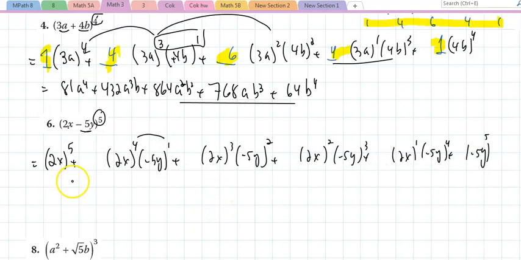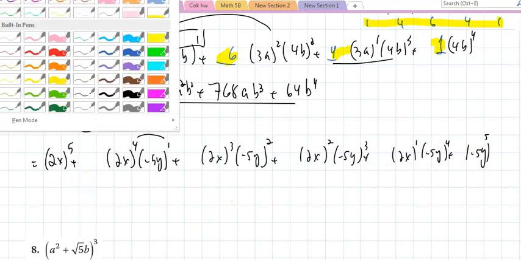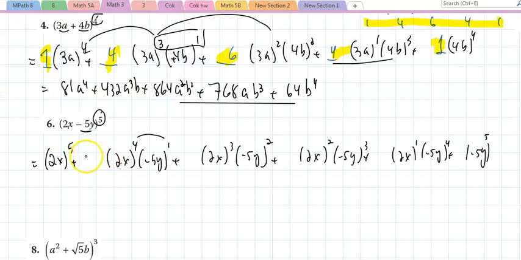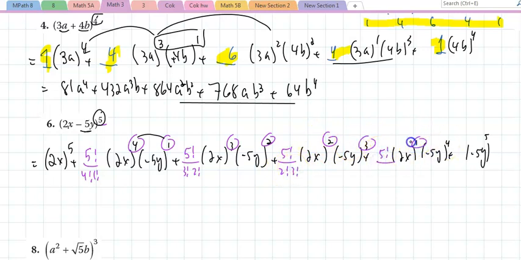What's missing is the coefficients. If I really fill in the blanks, I'm looking at 5 factorial over 4 factorial 1 factorial. I'm looking at 5 factorial over 3 factorial 2 factorial. I'm looking at 5 factorial over 2 factorial 3 factorial. I'm looking at 5 factorial over 1 factorial 4 factorial, and this is a 1. And I'll get my calculator out and figure out all of this.